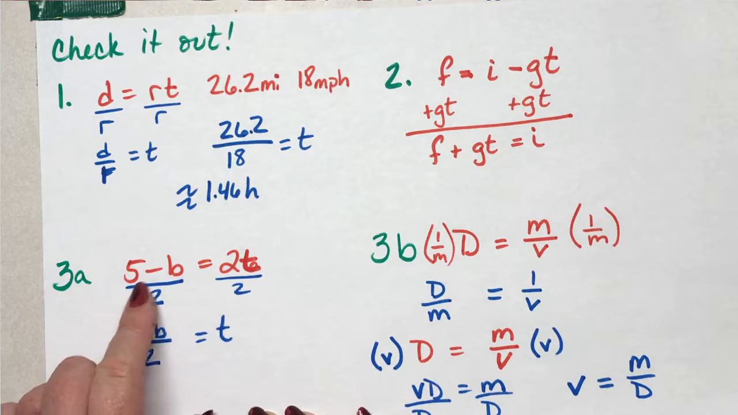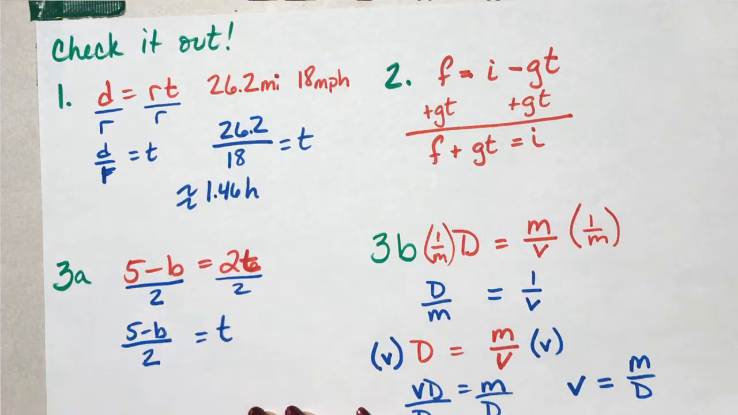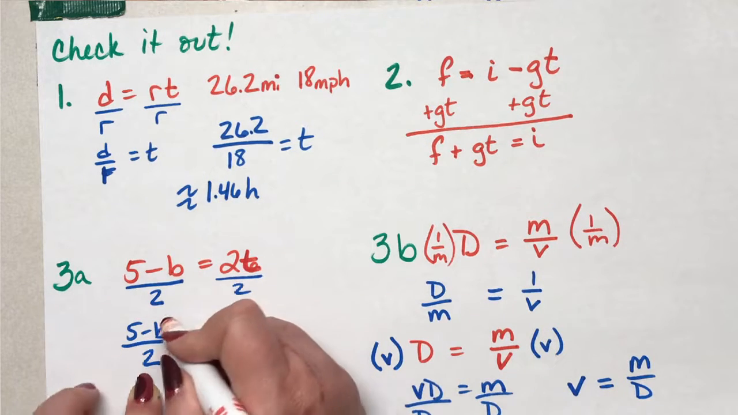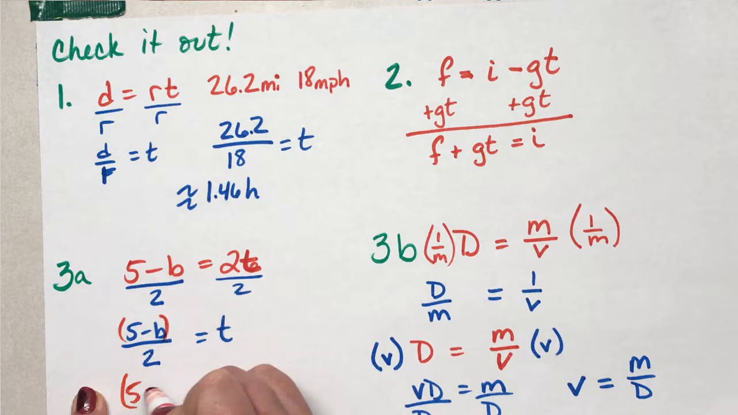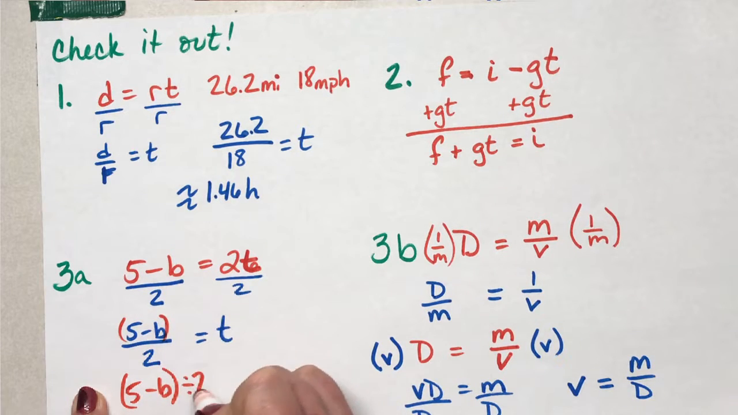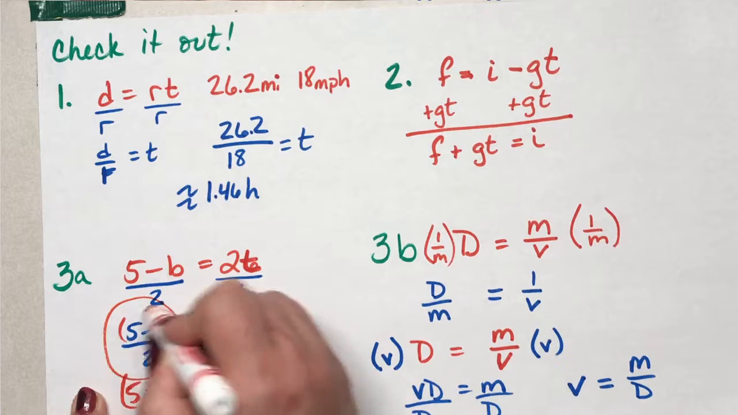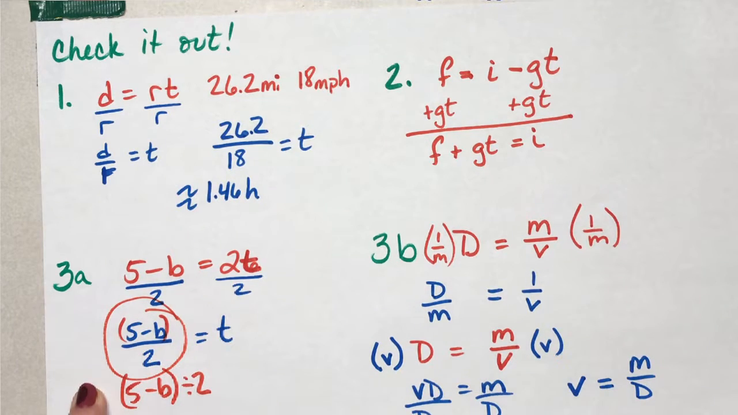Check it out number 3 starts with 5 minus b equals 2t, and we're solving for t. So all we have to do is divide by 2. And this is what divide by 2 looks like. You can put parentheses around it if you want. You can say 5 minus b, divided by 2, like that. But this is the preferred way to show that.